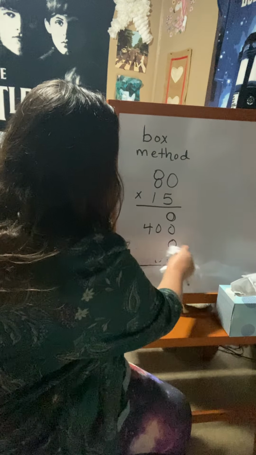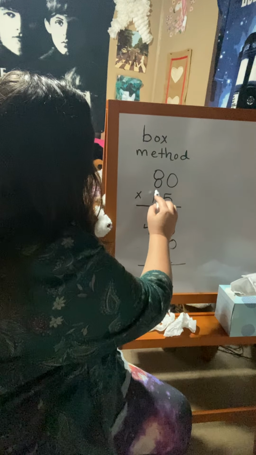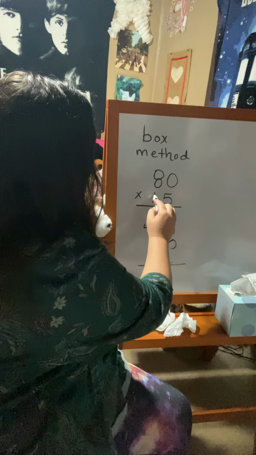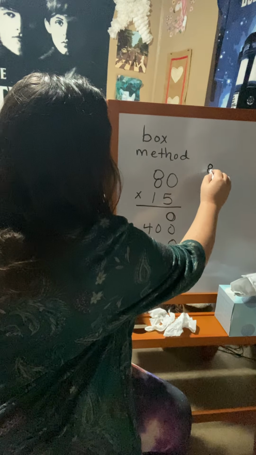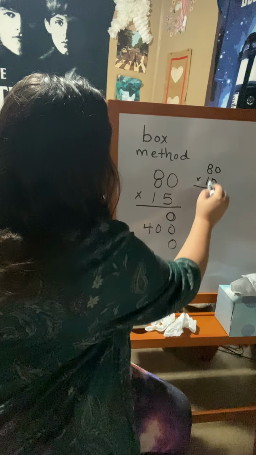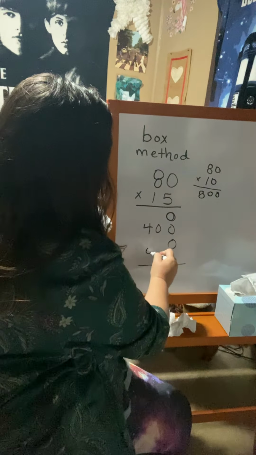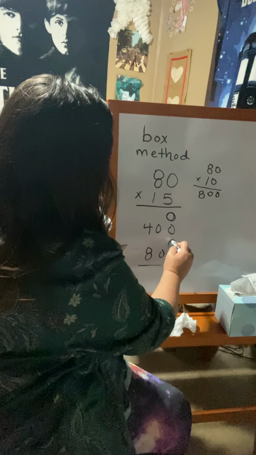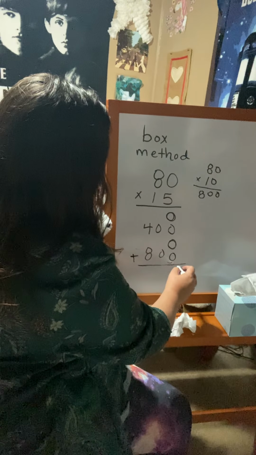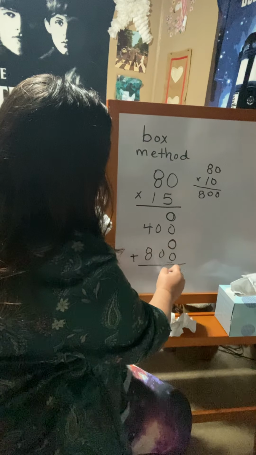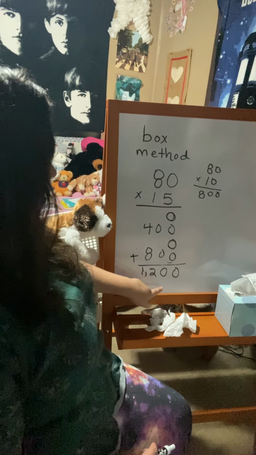Oops, I did that wrong. 1 times 8. No, 10 times 80. This is in the tens column. 10 times 80. So look, 10 times 80, there's 2 zeros on there. So 1 times 8, and it has 2 zeros to add on. So this is 800. So let's add up all these products. 0 plus 0 plus 0 is 0. 0 plus 0 is 0. 4 plus 8 is 12. So your answer is 1,200.